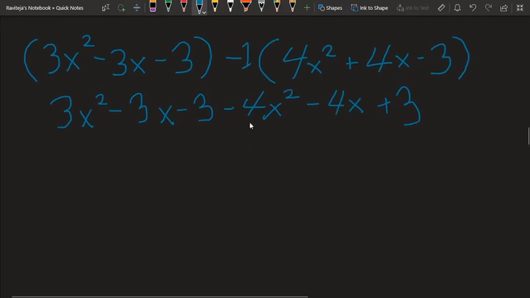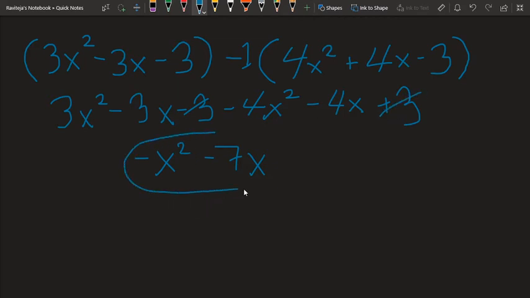Now we can just combine like terms and simplify even more. 3x squared minus 4x squared is just negative x squared. Negative 3x plus negative 4x is negative 7x. And negative 3 plus positive 3 is 0, so those would cross out. We'd have negative x squared minus 7x after subtracting these two polynomials.